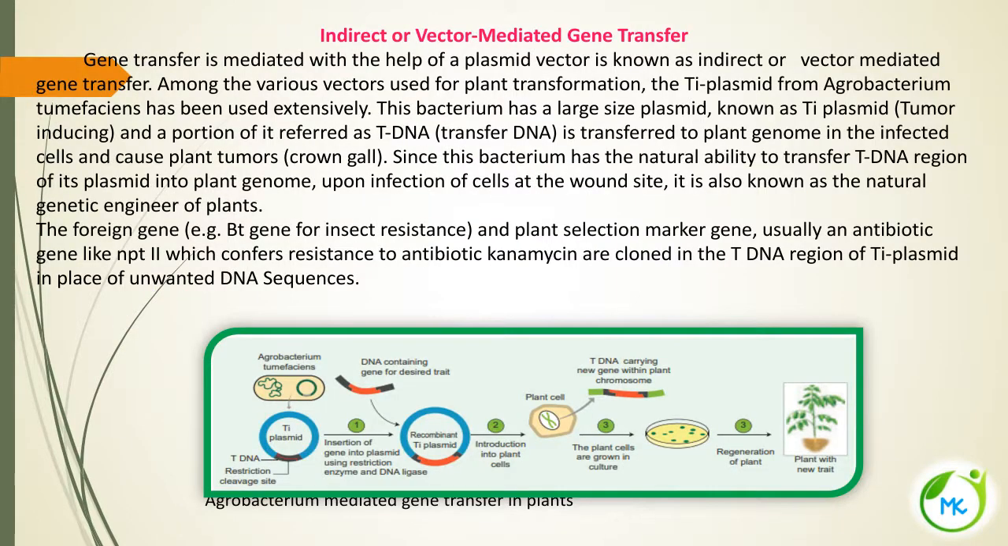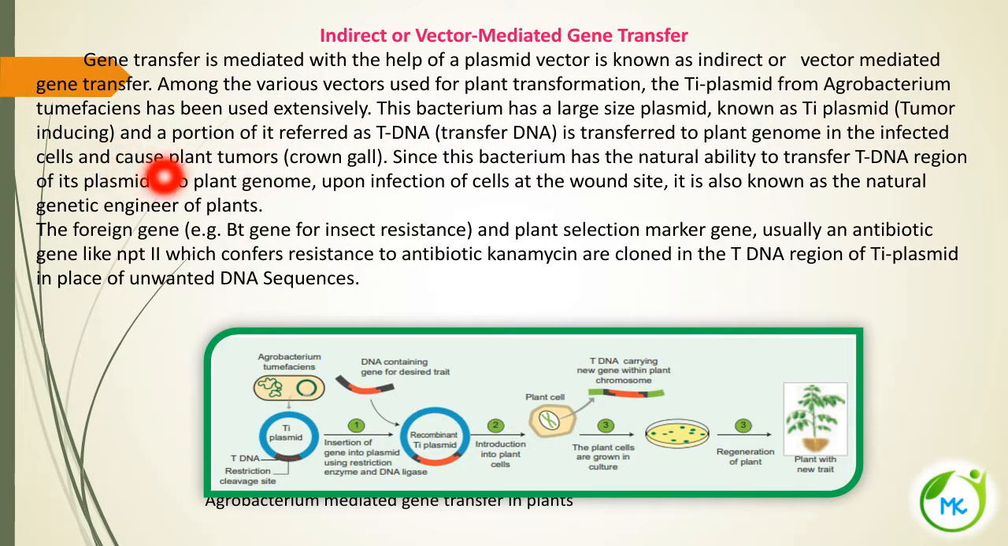Next is indirect or vector mediated gene transfer. This is going to happen with the help of a vector. Among the various vectors used for plant transformation, the TI plasmid, which we have already studied under vectors, from Agrobacterium tumefaciens has been extensively used, because this bacterium has a large size plasmid known as TI plasmid. TI plasmid is nothing but tumor inducing plasmid.